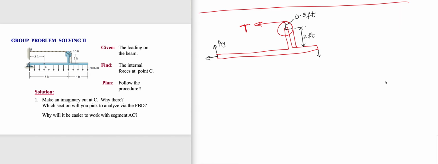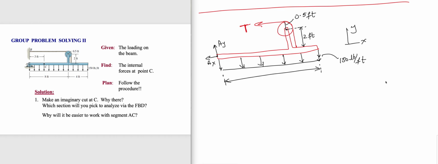And why did I draw AX negative? It is just comfortable for me to draw because if I draw into the picture, I have to erase many things. It's just my assumption. I can draw to the left or to the right. This is my X, that is my Y, and the distributed load is 150 pound per feet, and this whole thing is 8 plus 4, 12 feet.